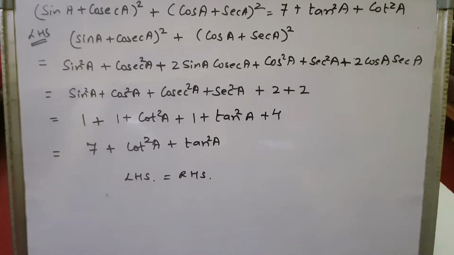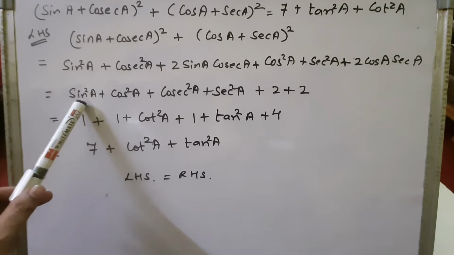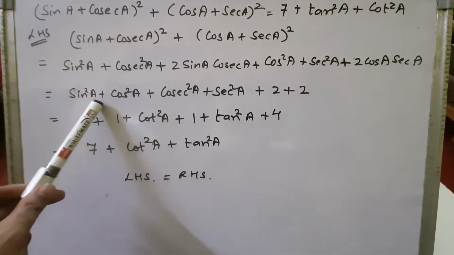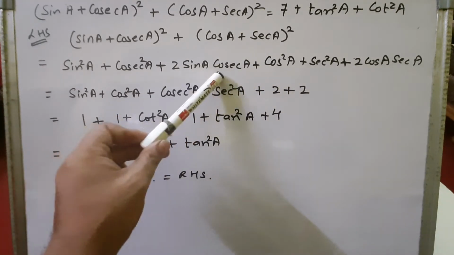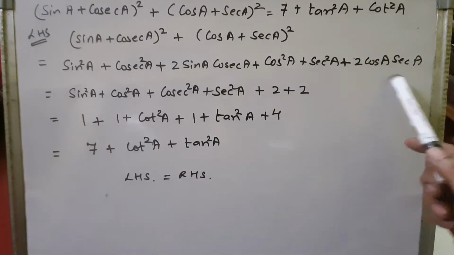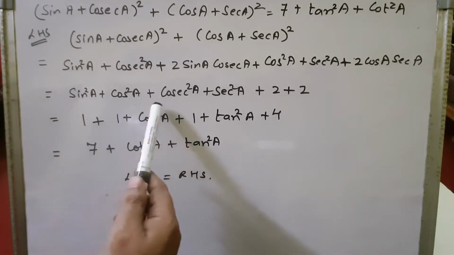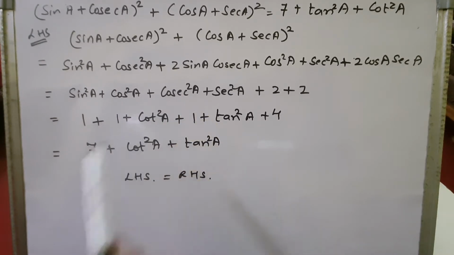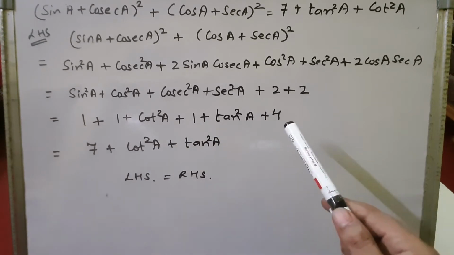So from here, in the next step, I have written sin square a and cos square a together, because we know that the value of sin square a plus cos square a is 1. Then cosec square a, then sec square a, and the value of sin a cosec a is 1, so 2 into 1 will be 2, and the value of cos a into sec a is again 1, so 2 into 1 will be 2. So sin square a plus cos square a is 1. Now cosec square a can be written as 1 plus cot square a. Sec square a can be written as 1 plus tan square a. And here 2 plus 2 will get 4.